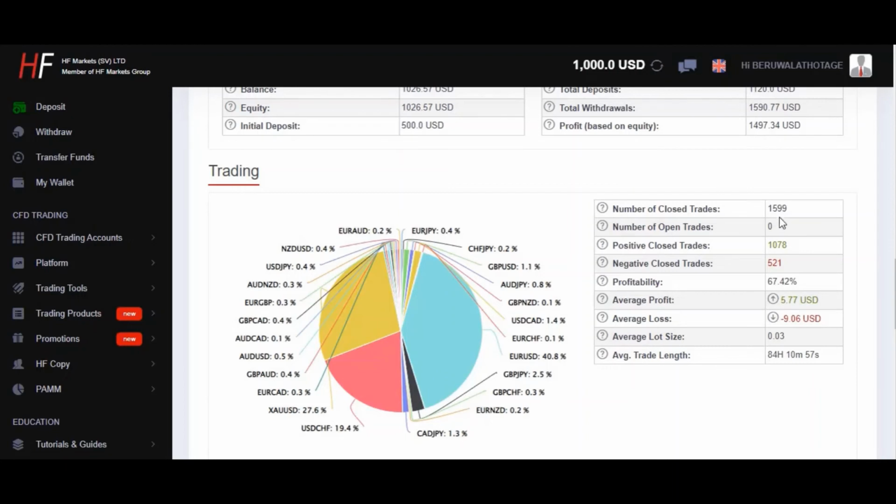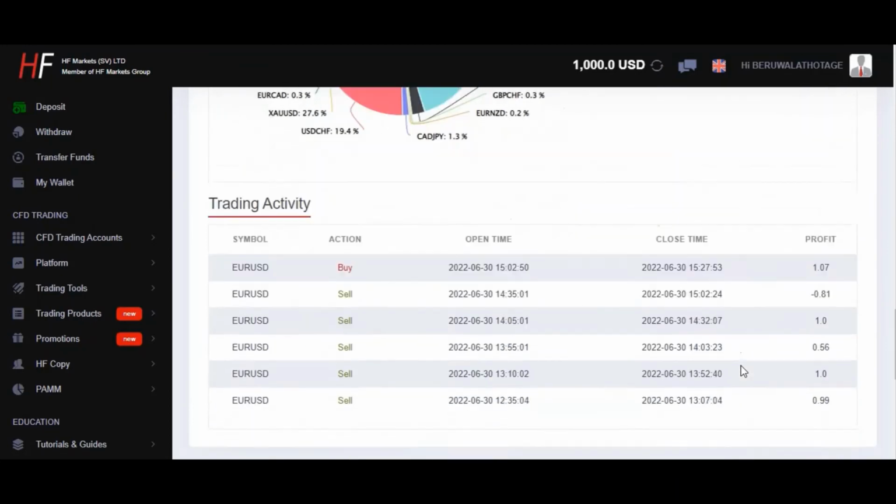If you check other traders, you can see there are so many open trades still running in losses. This is a very bad sign, but here I managed to close all my trades, with more than 1,000 positive closed trades and 500 negative closed trades. Profitability is 67%, which is acceptable, and there is the average profit and average loss. The average lot size I use is 0.03, and the average trade length is 84 hours.